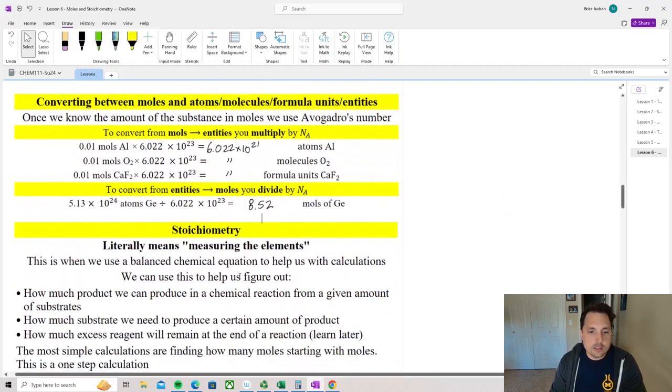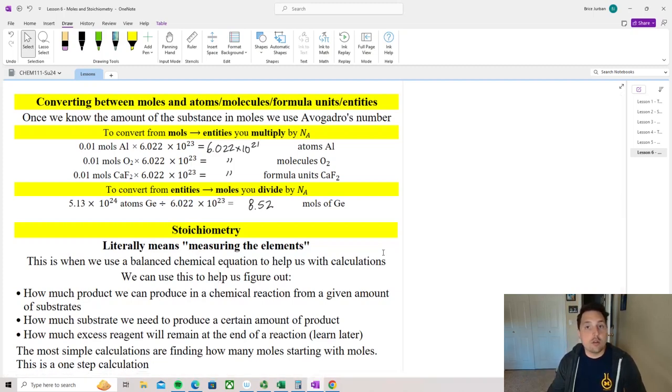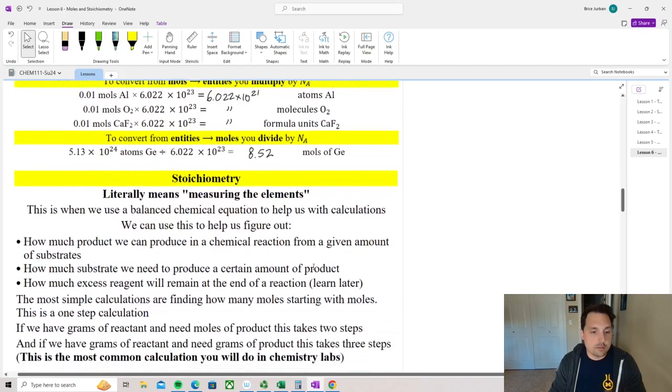All right, so let's get into the actual stoichiometry part. This term, stoichiometry, literally means to measure the elements. Stoichion means element in Greek, and metry is to measure, so measuring the elements. And when we have a balanced chemical equation and we have a starting amount in either moles or in grams, we can calculate the theoretical amount of material that we're going to get as a product.